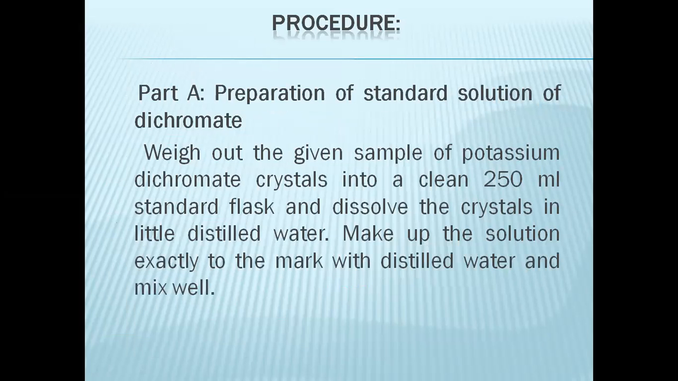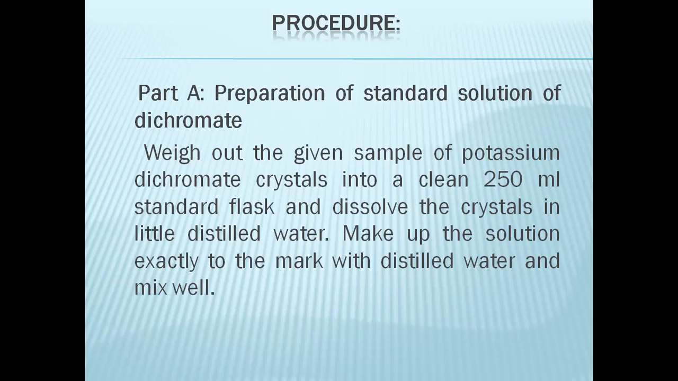Let us look into the procedure part of this experiment. Number one, part A, preparation of standard solution of potassium dichromate. Weigh out the given sample of potassium dichromate crystals into a clean 250 ml standard flask, dissolve the crystals in a little distilled water, and make up the solution exactly to the mark with distilled water and mix well.